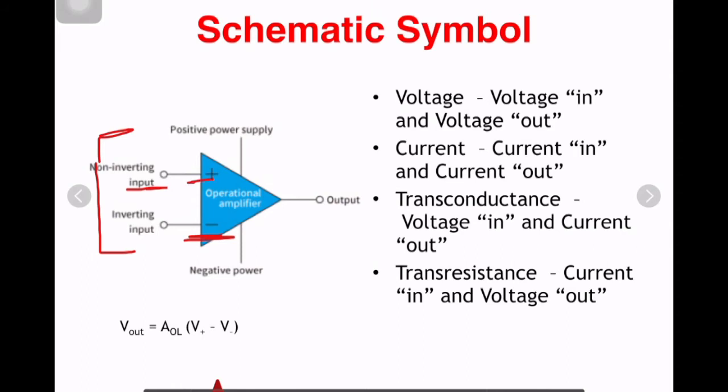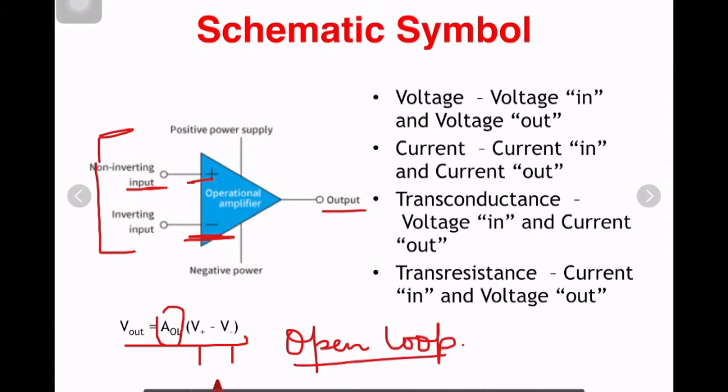So the output voltage from the operational amplifier is the difference between these two signals applied at the two individual inputs, that is V positive and V negative, and it is amplified by a gain magnitude, that is AOL. So AOL is the open loop gain. As we can see, OL stands for open loop and A is nothing but the gain, right?